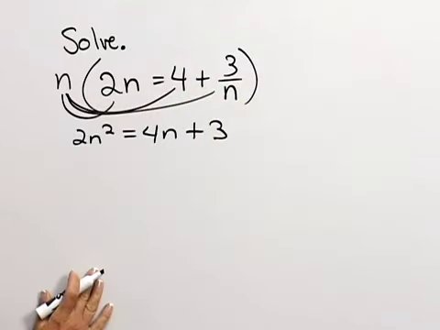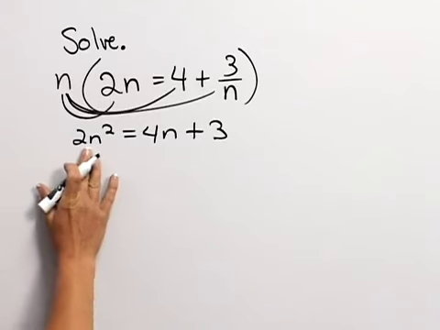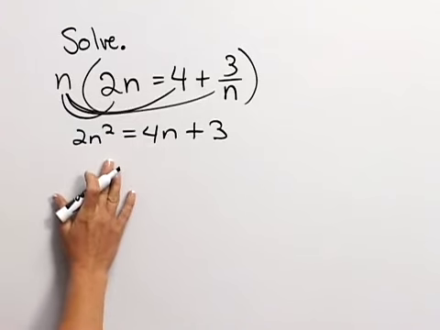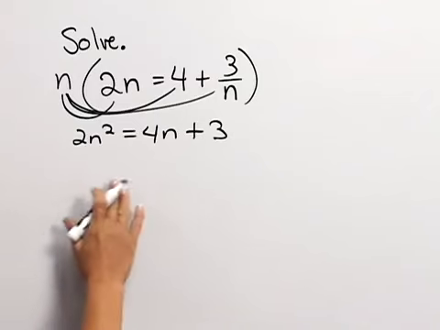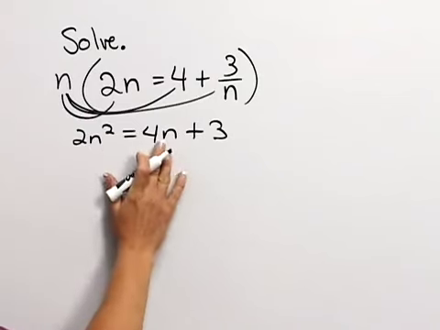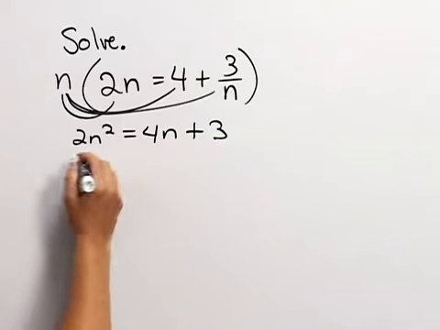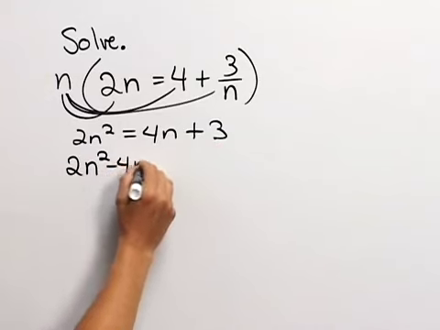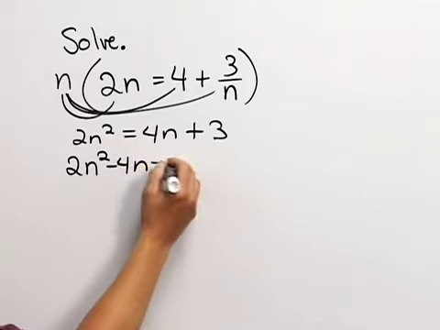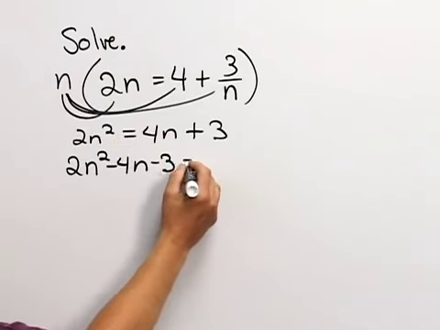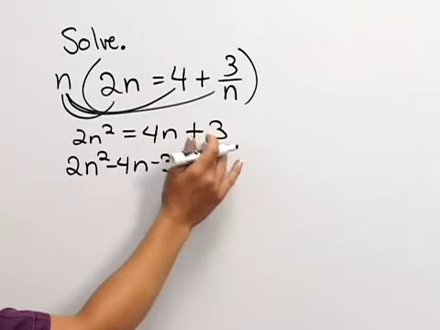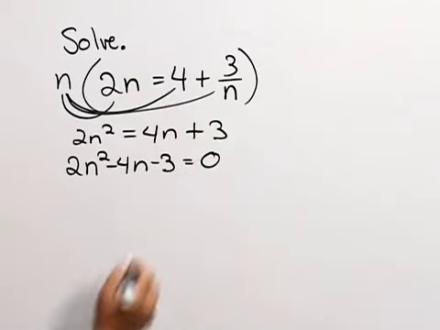Now I notice I have a squared term in this, so it'd be nice to have 0 on one side and then we can choose our method. So we're going to subtract 4n from both sides and 3 from both sides. That gives you 2n squared minus 4n minus 3 equals, if I subtract 4n here, this will disappear, and if I subtract 3 there, that will disappear, and we're just left with 0.